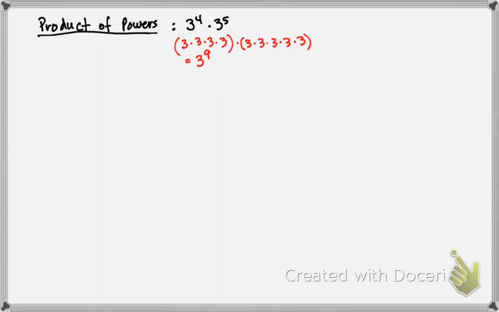Okay? So there's got to be a faster way than expanding this out and counting. I mean, come on, that's pretty elementary. I'd do that with my 6th graders, but I wouldn't do it with you guys. So there's got to be a rule that we can come up with.